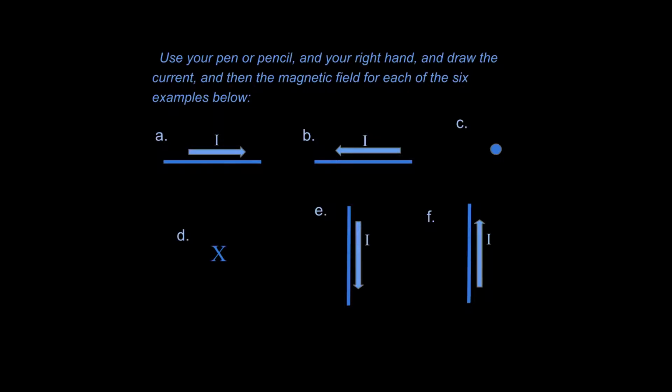And if something's coming towards you, we're going to draw it as a dot, and if it's going away from you, we're going to draw it as an X. We have to do something similar because we're dealing with a 3-dimensional phenomenon in 2 dimensions. So let me show you what it looks like.